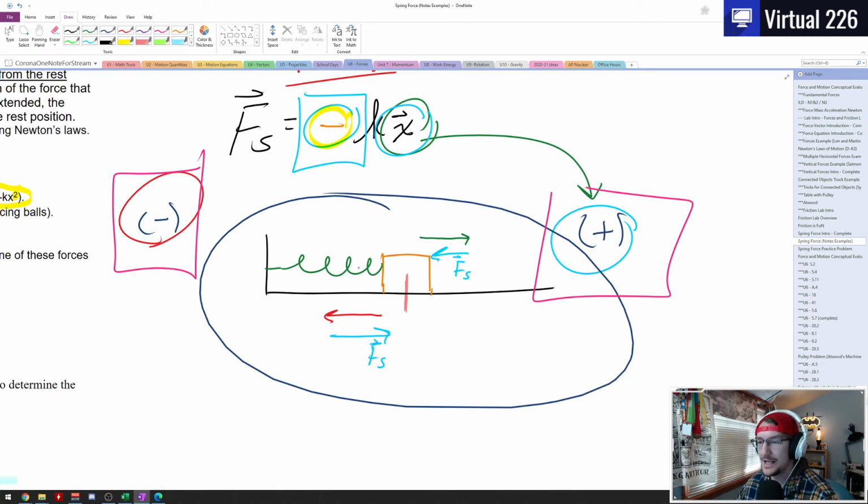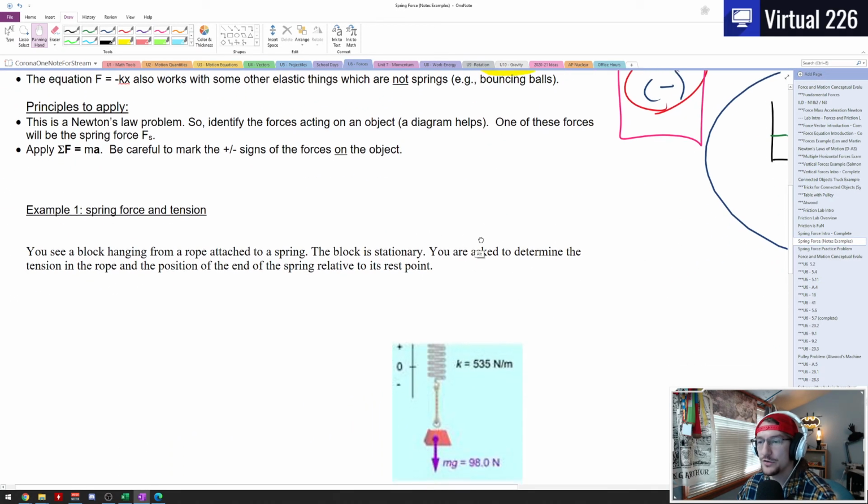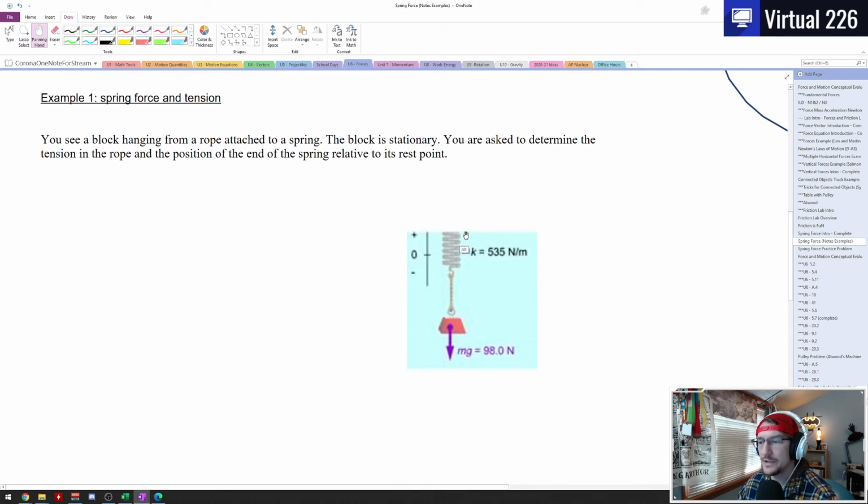Okay, so let's take a look at how we can apply this F equals kx equation, or negative kx if you'd like, to a problem or a setup here. What we have is a very similar picture to what we just set up in the lab. We have a spring with a block hanging from it. Technically the block is attached to a rope here, but we might as well just say the block is directly attached to the spring. Nothing's going to really happen there.